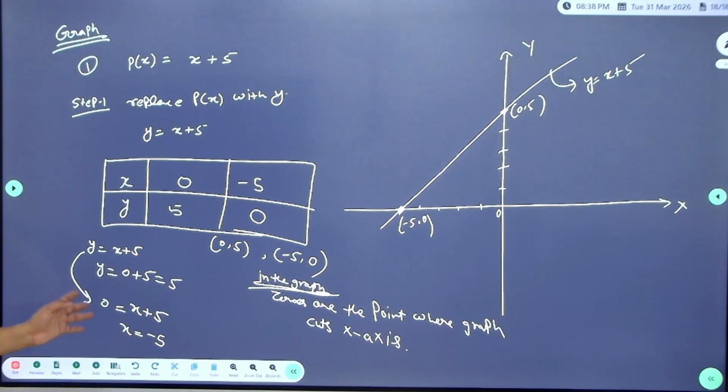So do you need more example of this type? This was already there in 9th. Prepare a table and make the graph. So I'm skipping this.